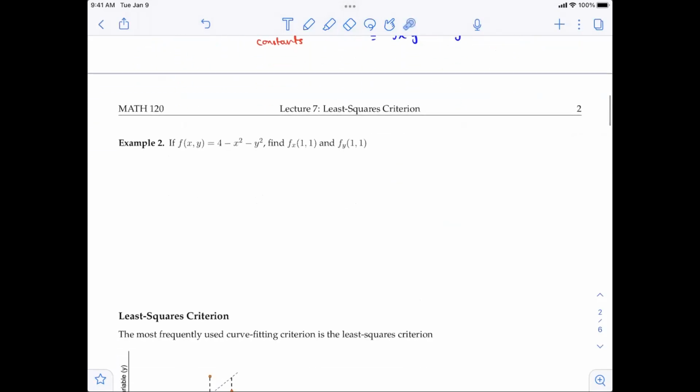All right, so here you have a function of the form 4 minus x squared minus y squared. And we want to find the partial derivative with respect to x and with respect to y. And then later, we're going to evaluate these partial derivatives at the point 1, 1. So f sub x is equal to partial f, partial x, or partial x of 4 minus x squared minus y squared. So remember, to take the partial derivative of the function with respect to x, you consider y as a constant. So this term is a constant.